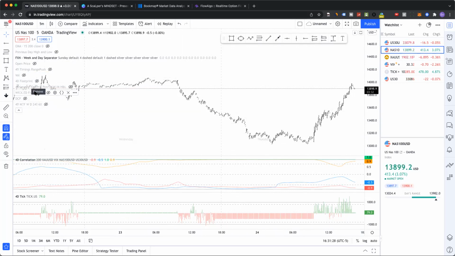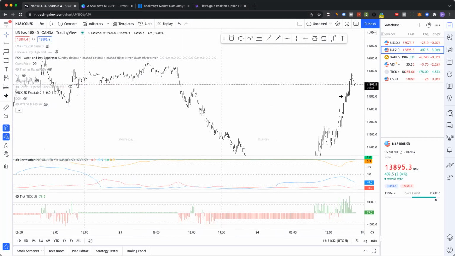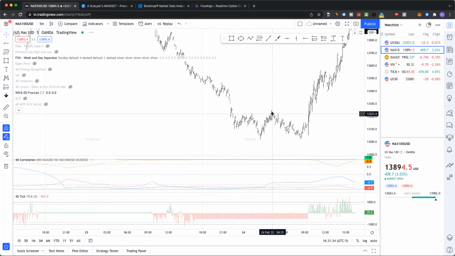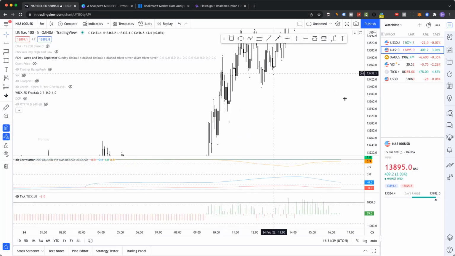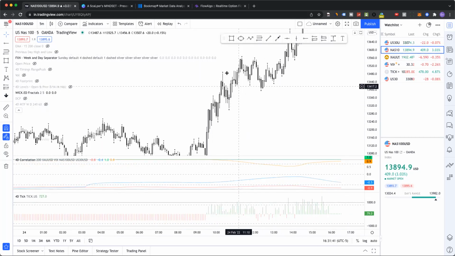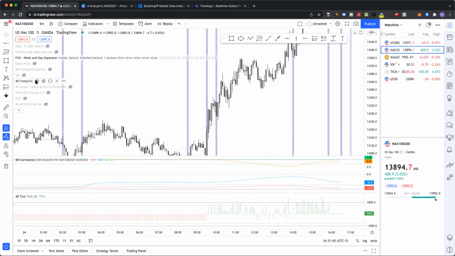Okay, and then I like to use the wicked fractals, which is made by Mitt. I don't know if you guys know him, but basically it's just going to show you your swing points. So it's just easier to identify your swing points, obviously. And then obviously we have our 4D footprint.